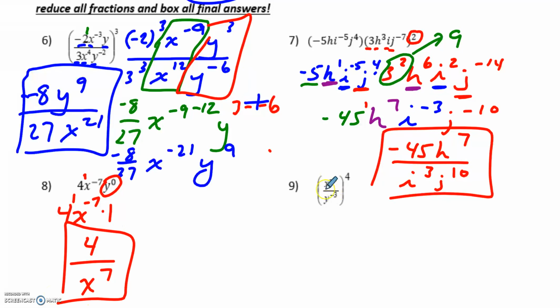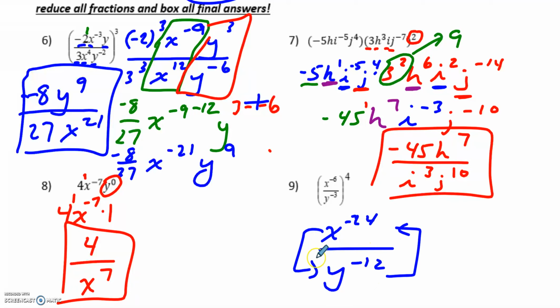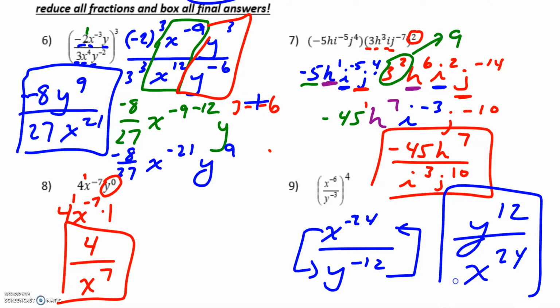Number 9, I'm raising both of these to the 4th, and so I'm multiplying my exponents to get x to the negative 24th over y to the negative 12th. So, because both exponents are negative, the y has to flip up and the x has to flip down. So my final answer will be y to the 12th on the top and x to the 24th in the denominator. And I cannot subtract my exponents because my bases are not the same.